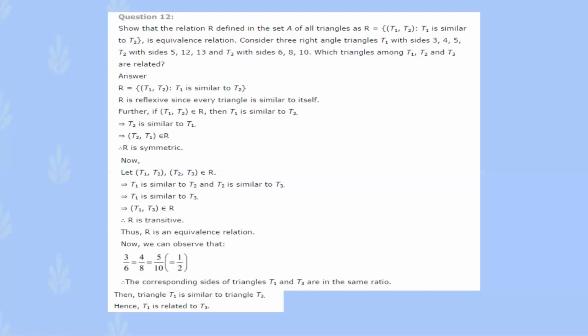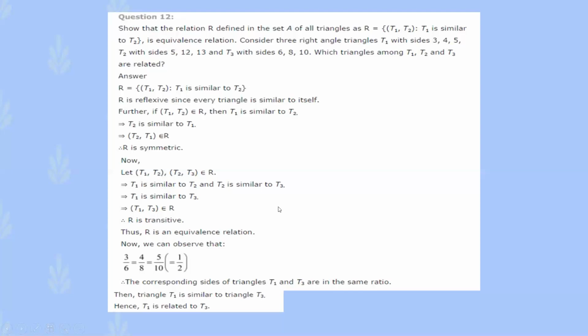Let us check for transitive. If T1 is similar to T2 and T2 is similar to T3, it is obvious that T1 will be similar to T3. So the third condition is also satisfying. So we can say that R is an equivalence relation, which is the first part. We have to show that this is an equivalence relation. It is over. So R is an equivalence relation.